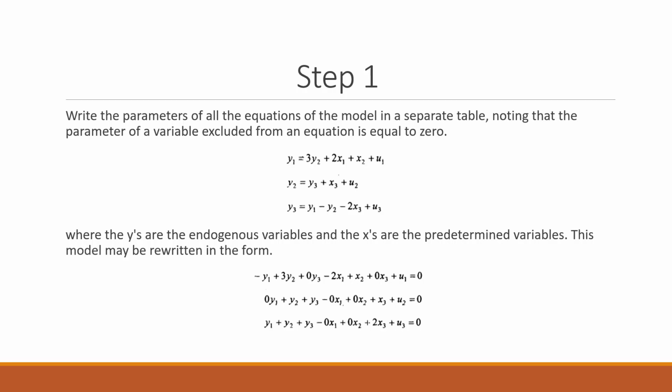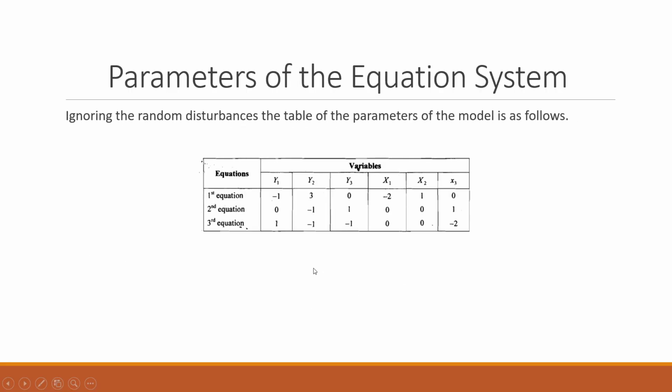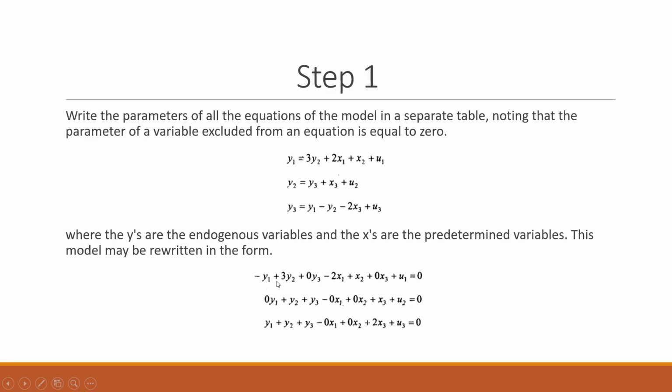Say, for example, we repeat the same set of equations again. The first step is to bring all the variables to the left hand side. You can see y1 is equal to 3y2 plus 2x1 plus x2 plus mu1. I've brought everything to the left hand side. After step 1 is over, you will have to write down the first equation, second equation, third equation, and the variables which are there in all the equations. Then you will have to write down the coefficients of each. So let us see how we have written it.